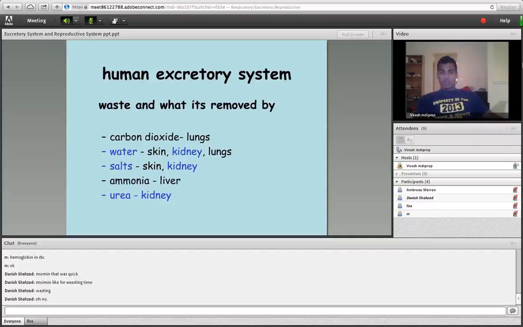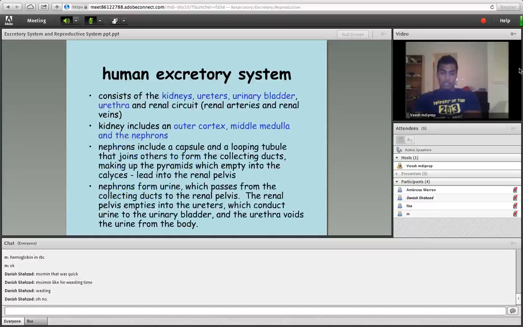And let's look at what they're actually removed by. So carbon dioxide is removed by the lungs. Water is removed by the skin, kidney, and lungs. Salts are removed by the skin and kidney. Ammonia is removed by the liver, and urea is removed by the kidney.